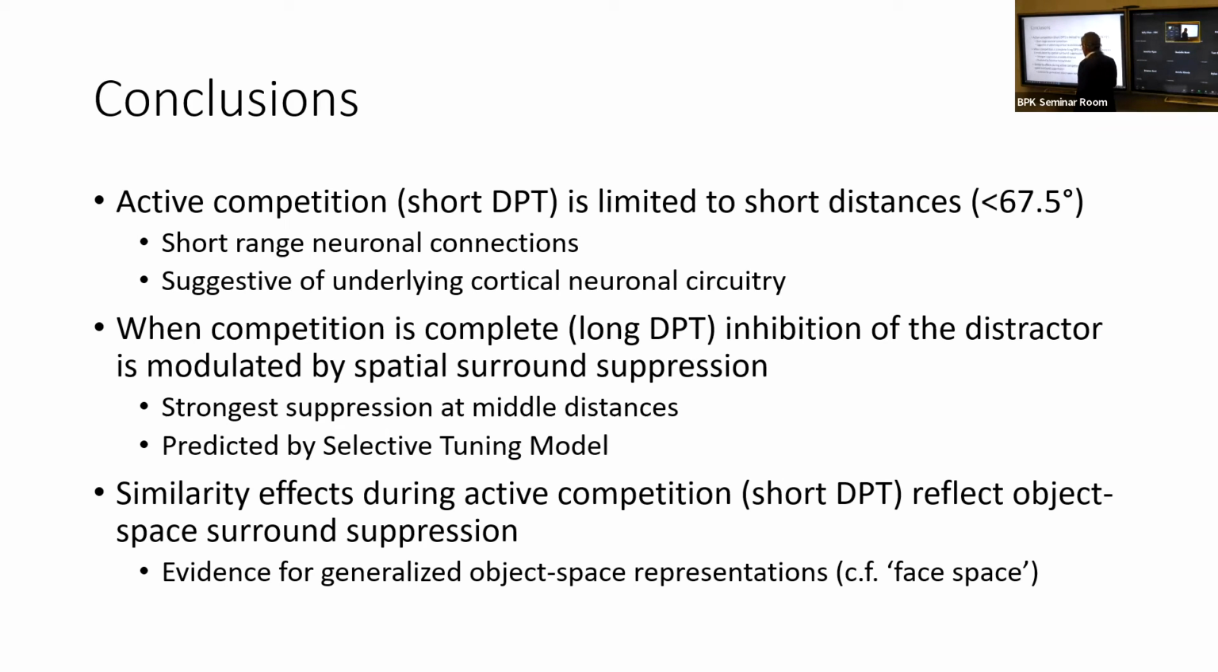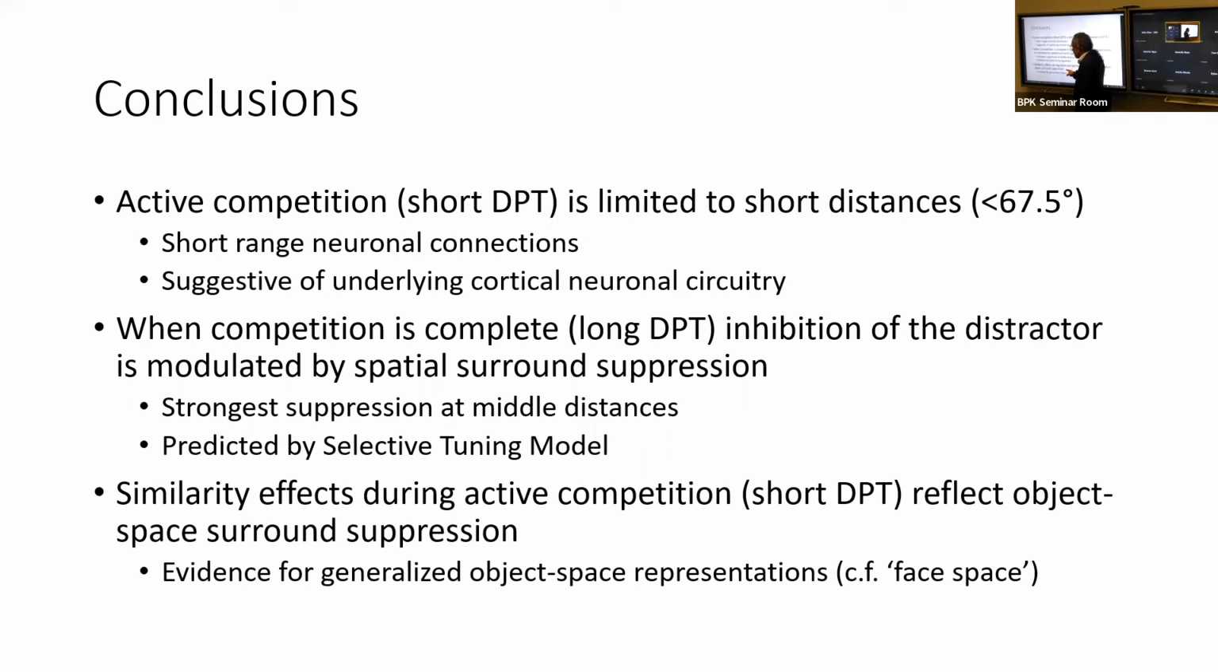And the similarity effects during the active competition, and this is important, right? It's active. You haven't decided which one is the target yet, so you're processing both. And that means areas like TE and TEO are actively trying to discriminate the two. That's when object space surrounds and things like selective tuning would be at most effect, in non-spatial locations like object space. We're seeing the first evidence of object space surround suppression here.